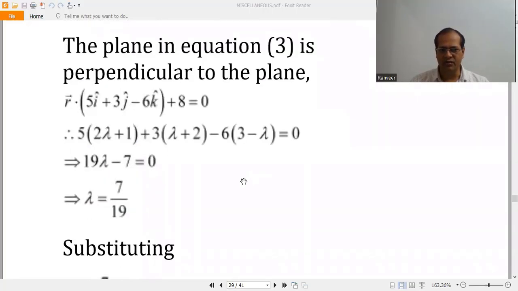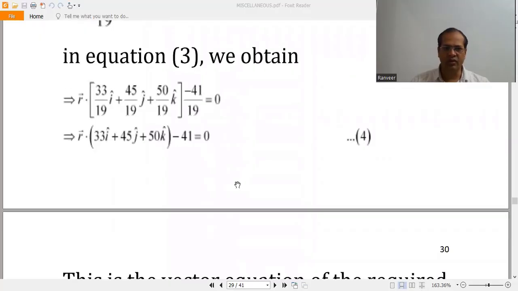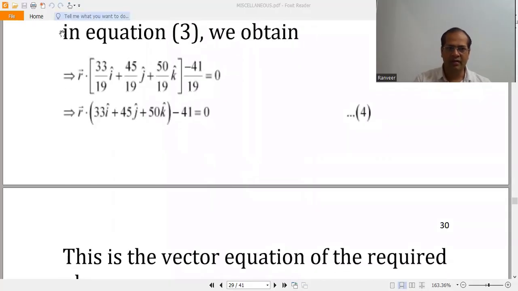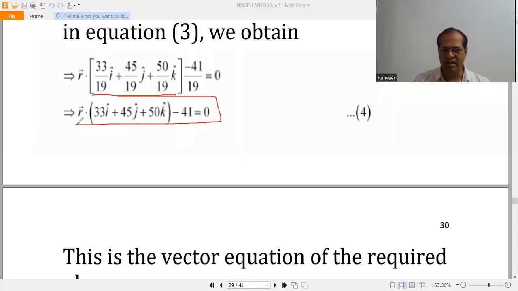In this equation, we have to substitute. So after substituting the value, we are getting r dot, just solving this, and we are getting the equation of the plane. Now this is the vector equation.